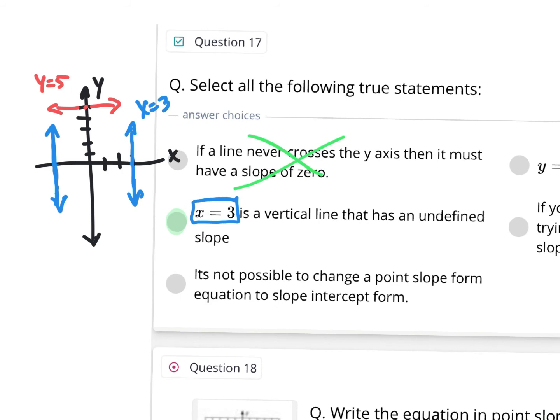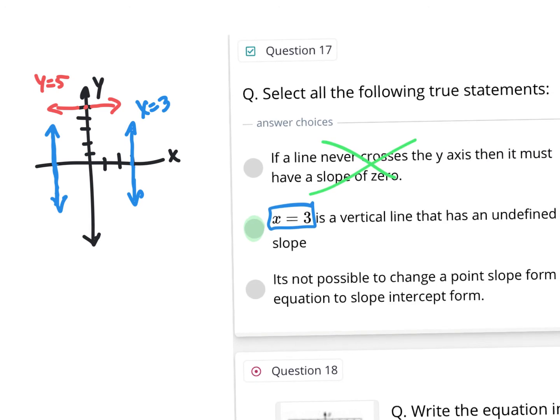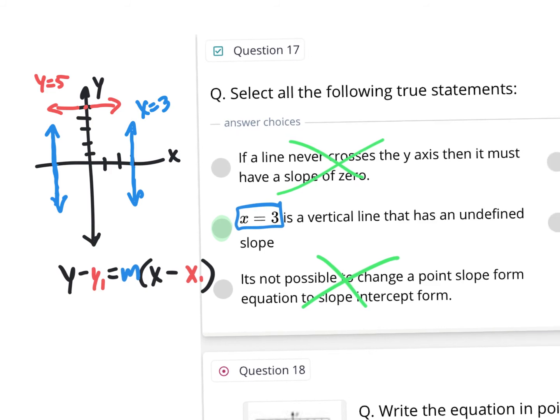It says it's not possible to change a point-slope form equation to a slope-intercept form equation. That is absolutely false, right? We could easily change this point-slope form equation to slope-intercept. All we have to do is distribute to get rid of the parentheses and then add the number, or do the opposite, and then it'll be y equals mx plus b. So that's definitely false. Let's see what else we have over here.